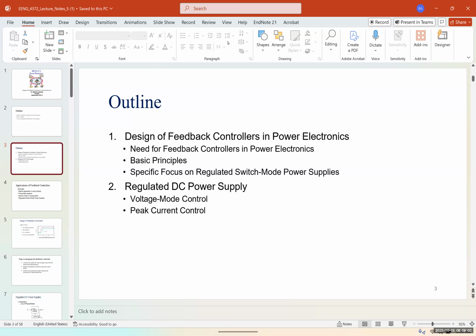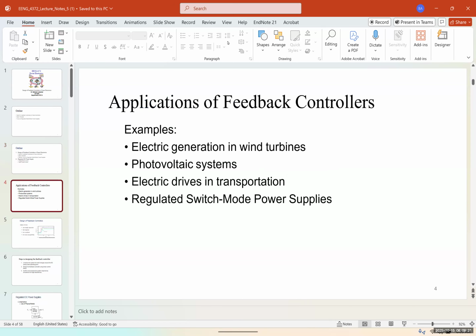Then we will go through the regulated power supply and different methods that we can implement it, such as the voltage mode control and peak current control. Some applications of feedback controllers are, for example, in electric generation in wind turbines, photovoltaic systems, electric drives in transportation, and regulated switch mode power supplies.